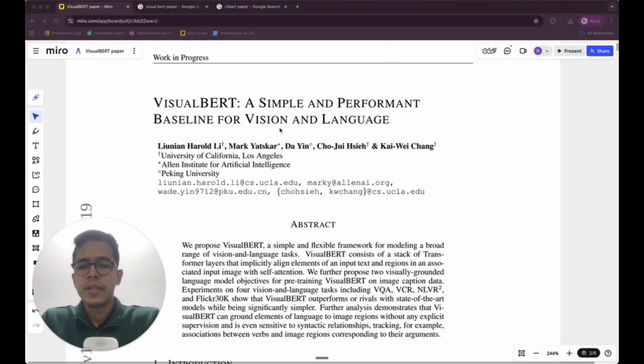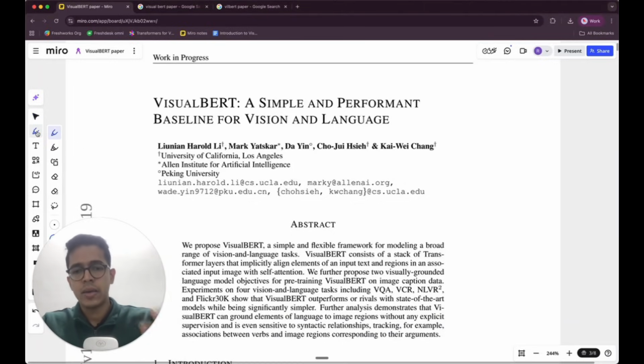So this is the VisualBERT paper. I have not made my own annotations yet, but I will make them as I go through the paper. I recommend you print it if you have the ability to, and go through the paper with a pen or pencil on the page itself, line by line, as you listen to this lecture video.